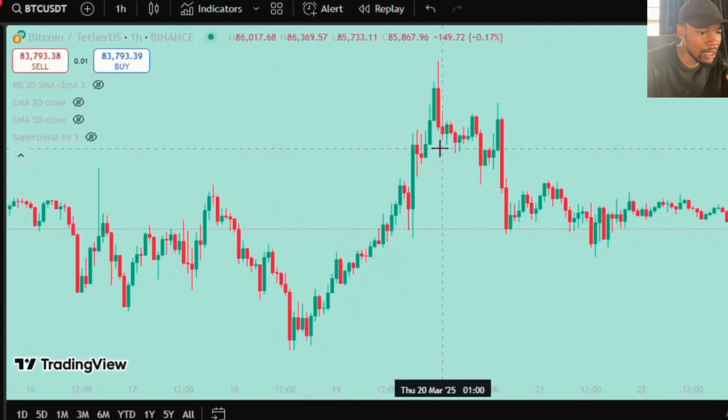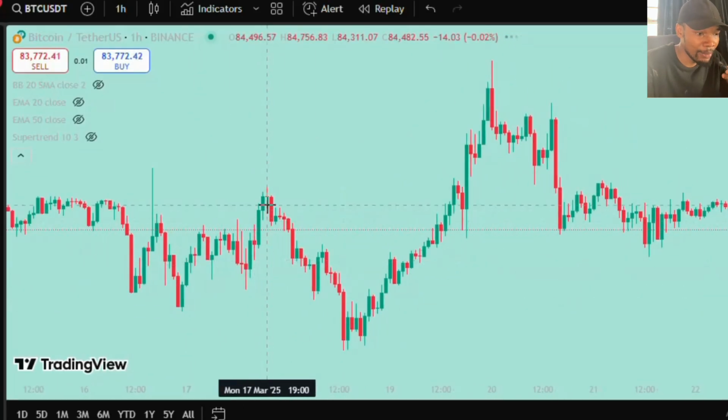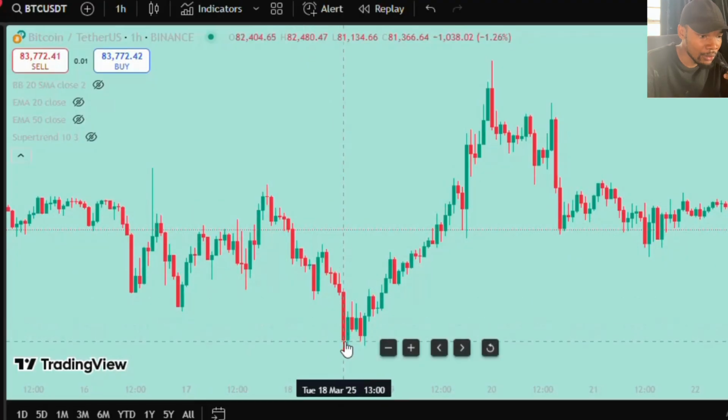Okay. So let's look out for another order block. Now, guys, this is another order block. You can see the market was coming down, and you can find an order block. This is a very good order block. It's a bullish order block.